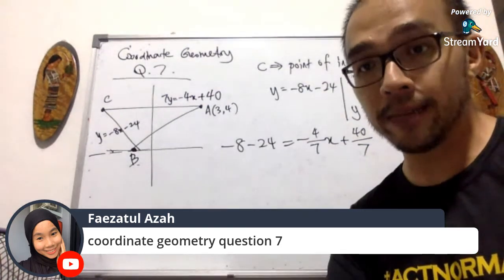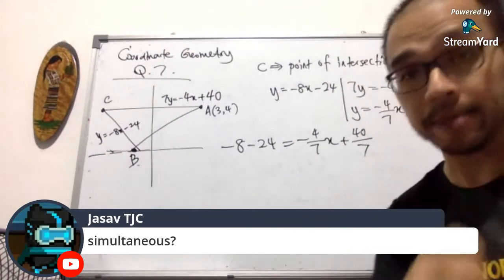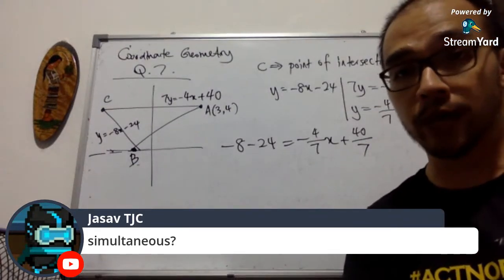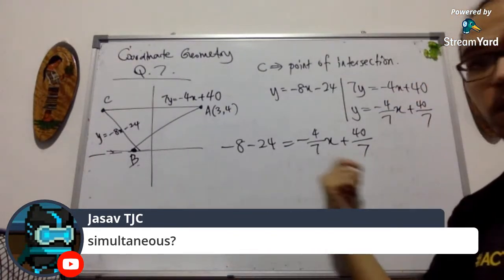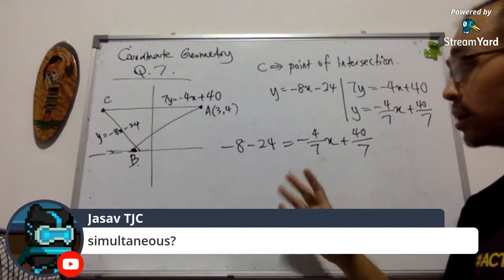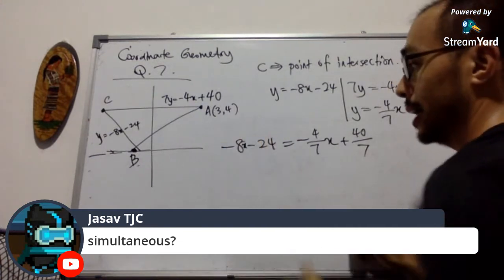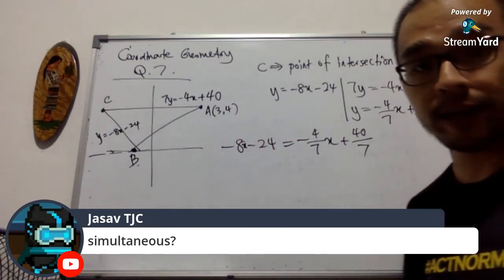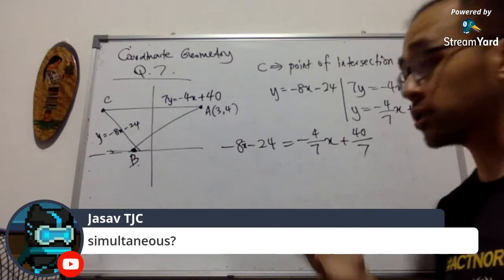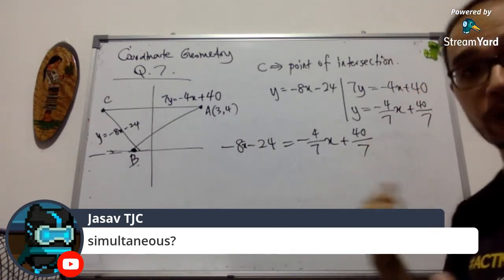So Tong was asking me, can you do simultaneous equations? You can do simultaneous equations if you can. I like to use y equals to y, so that the x is left, then you can find the x coordinate. Once you find the x coordinate, then you can find the y coordinate.